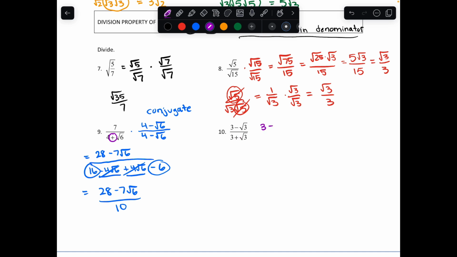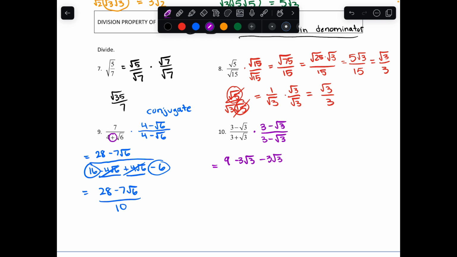3 minus the square root of 3 divided by 3 minus the square root of 3. Again, plus sign, minus sign. They're opposites. So, let's do the numerator first. 3 times 3 is 9. 3 times negative square root 3 is going to be minus 3 square root 3. And then we have negative square root 3 times 3. So minus 3 square root 3.